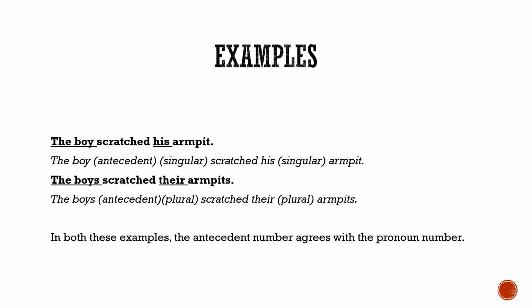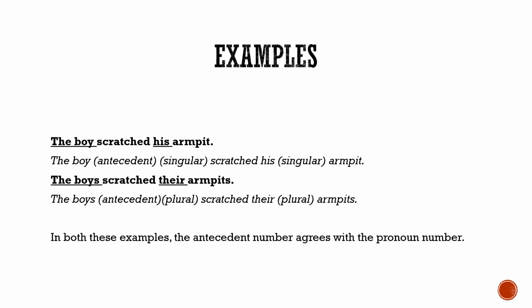Now, when we talk about pronoun agreement, we are talking about the antecedent having to agree with the thing that comes after it. If you look at the first example, the boy is one, it is singular. Therefore that antecedent has to agree with its pronoun, which is his. We can't say the boy scratched their armpit because we are referring to one boy. Therefore, the pronoun has to be one. So when we're talking about pronoun agreement, that's what we mean.